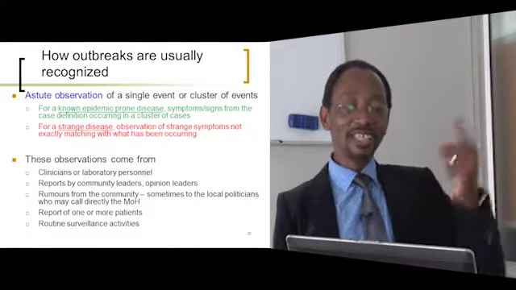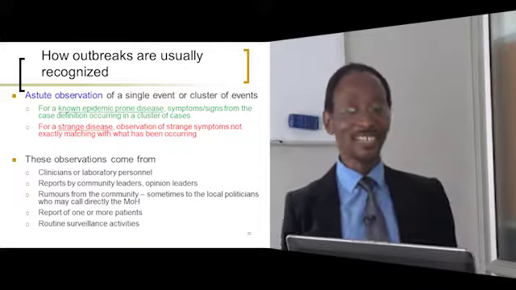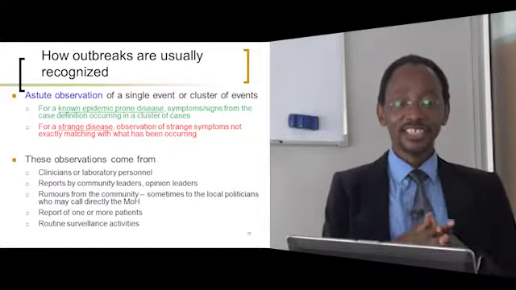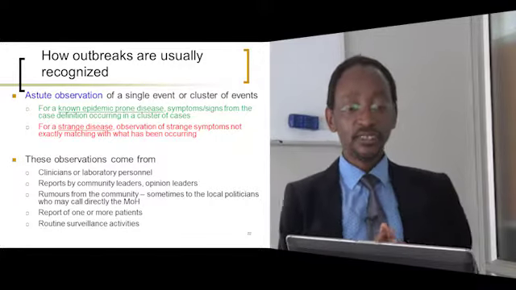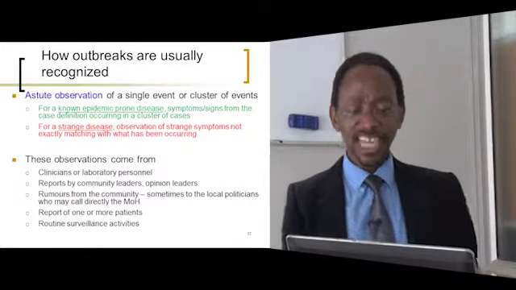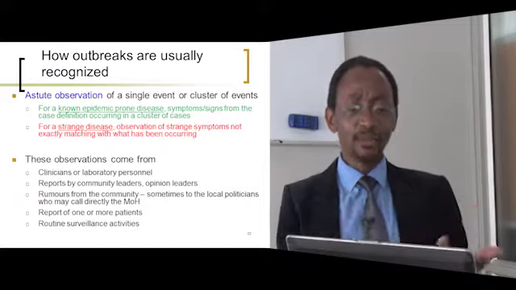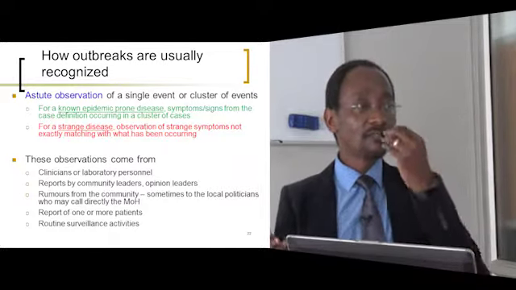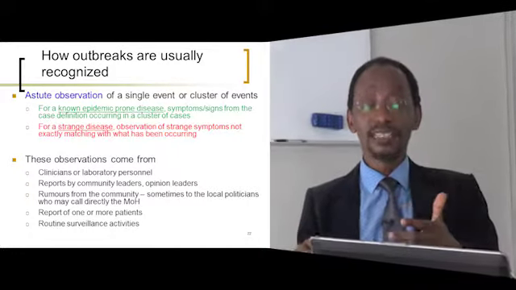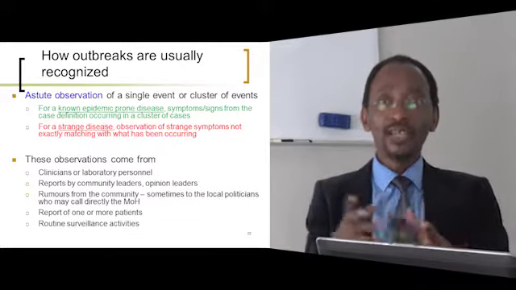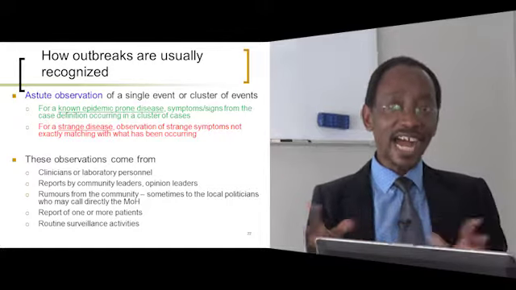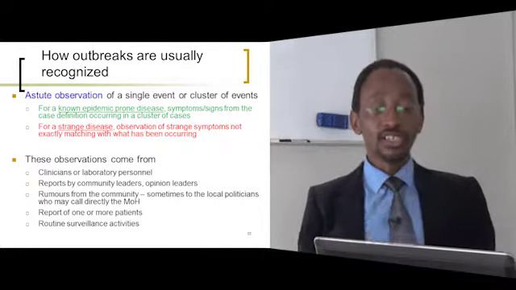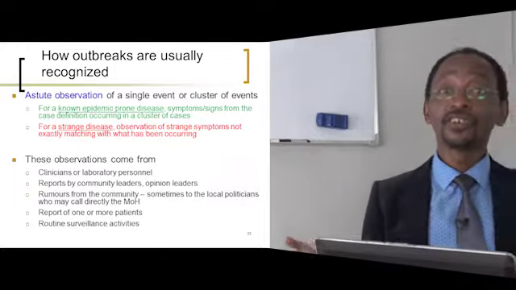Now, the problem is with a strange disease because you may not have seen the symptoms. So for a strange disease, you observe strange symptoms that are not exactly matching with what has been occurring. They could have occurred before, like bleeding from the nose, it happens. But the way they are combining with other risk factors does not add up. Then you start suspecting. Now, these observations come from clinicians or laboratory personnel.